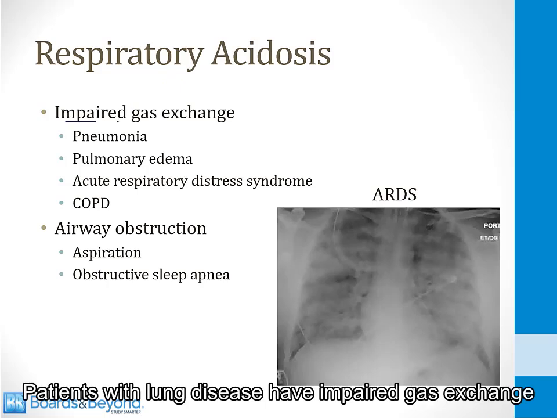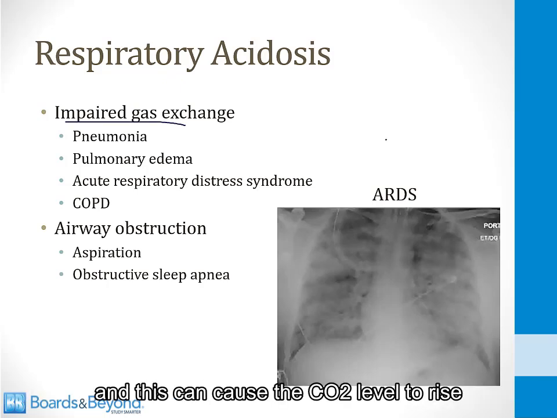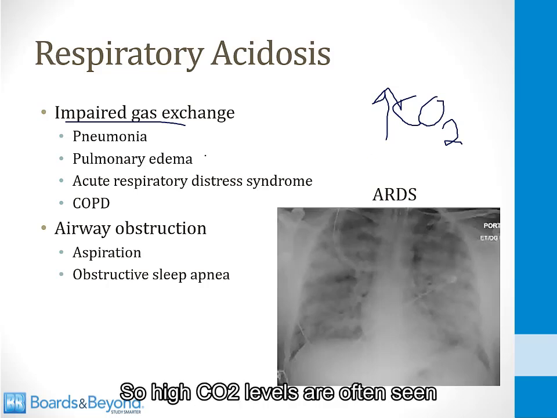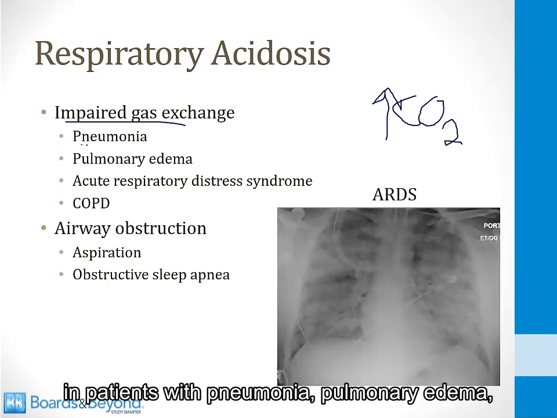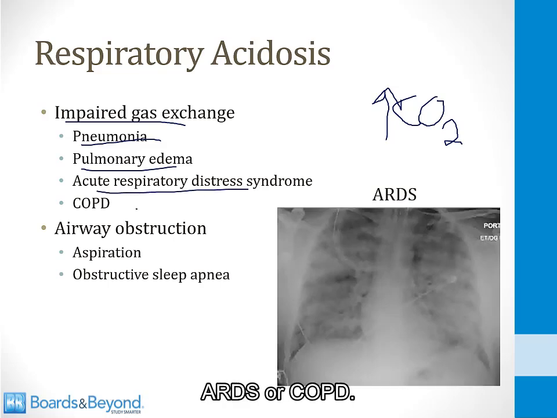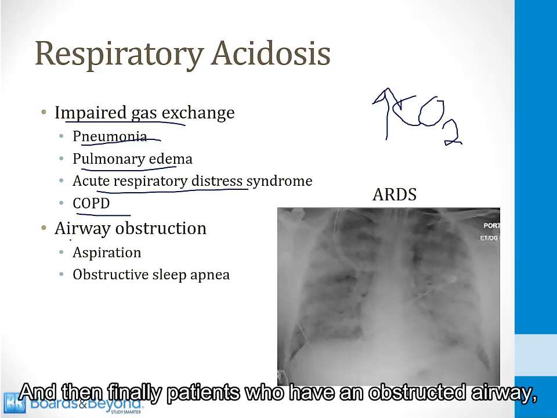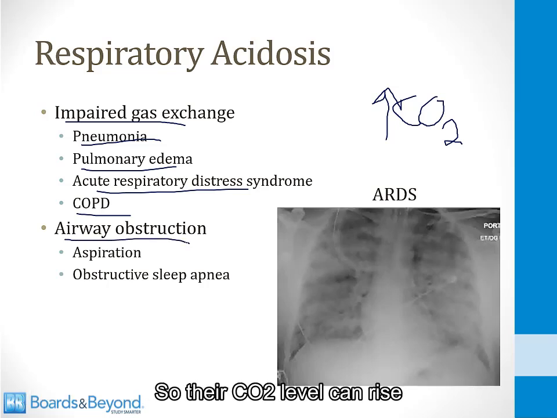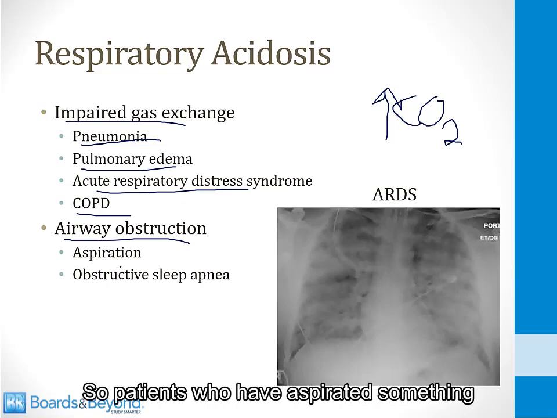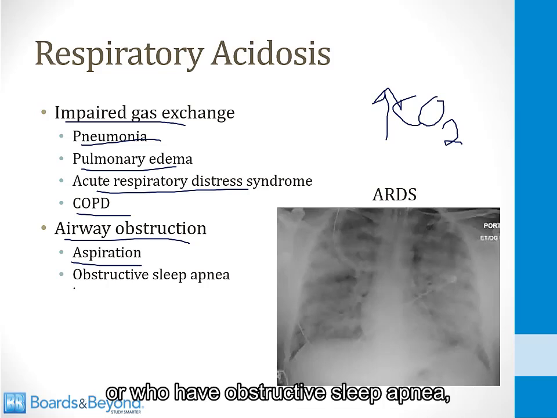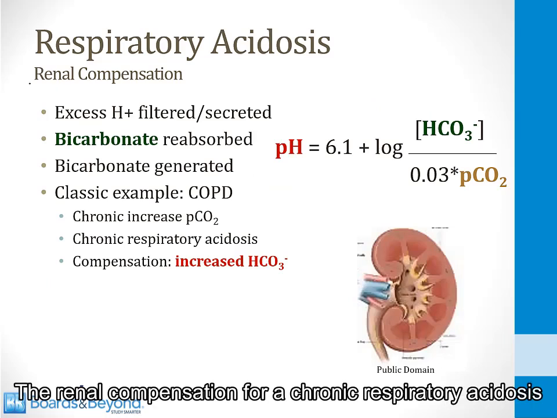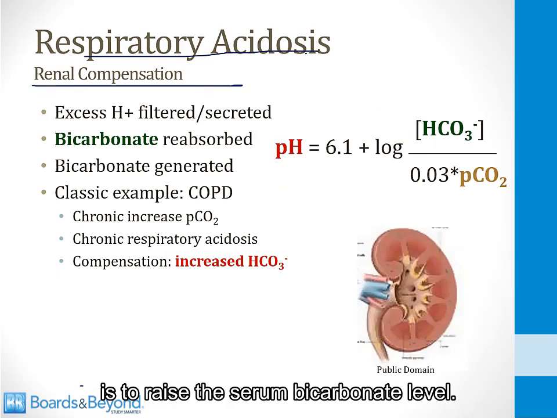Patients with lung disease have impaired gas exchange, and this can cause the CO2 level to rise, and once the CO2 level rises, you're going to get a respiratory acidosis. So high CO2 levels are often seen in patients with pneumonia, pulmonary edema, ARDS, or COPD. And then finally, patients who have an obstructed airway obviously can't ventilate their lungs normally, so their CO2 level can rise, leading to a respiratory acidosis. So patients who have aspirated something or who have obstructive sleep apnea, in both of these cases, the lungs are not normally ventilated.